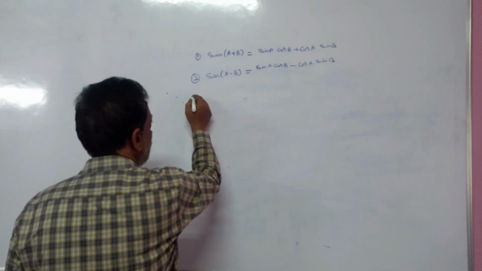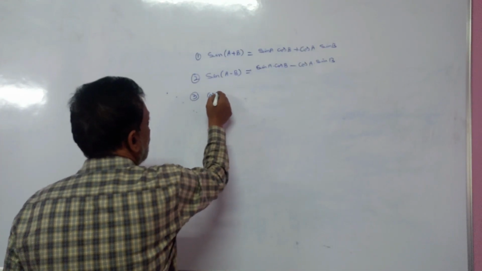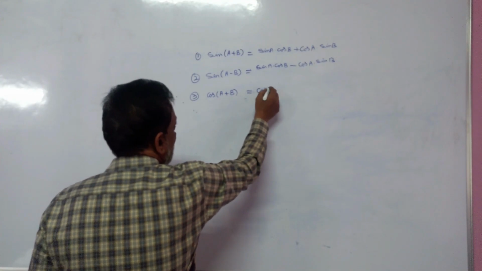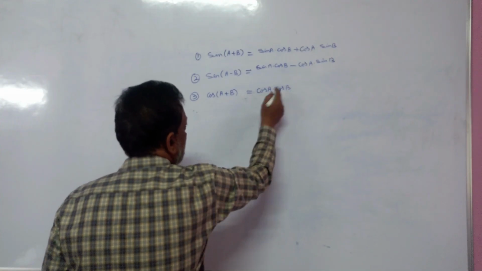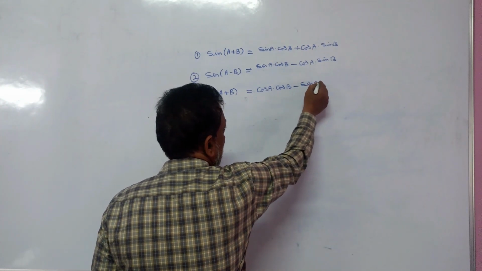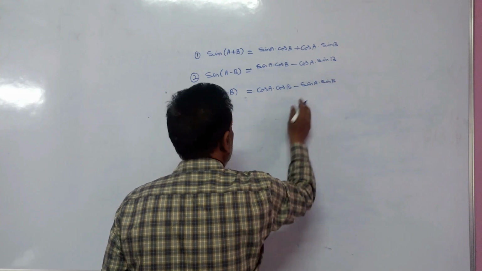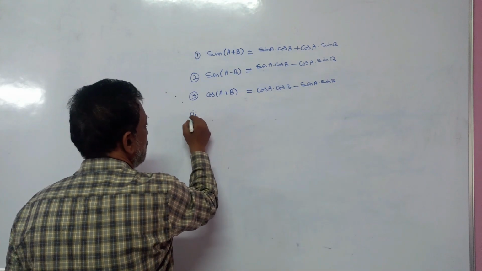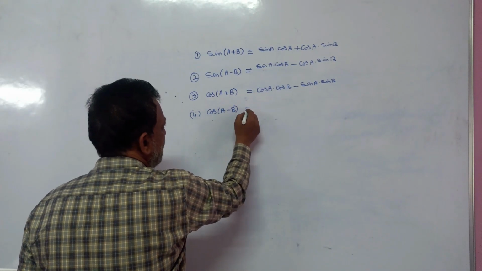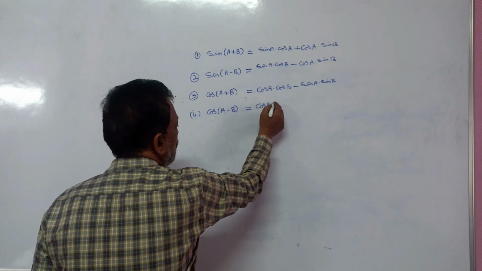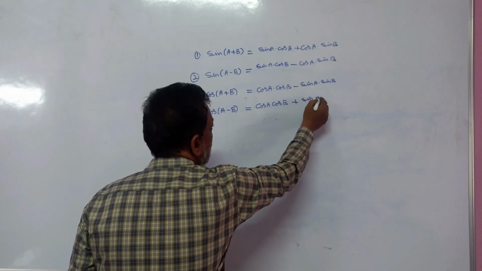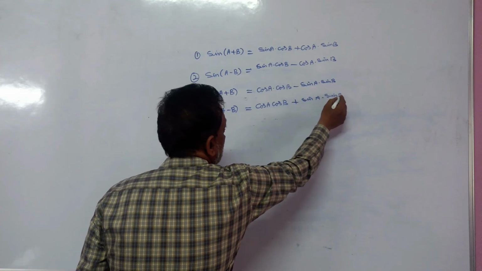Next, cos(A−B) or cos(A+B). So cos A cos B, with the plus you get minus sin A sin B. Cos(A−B) is equal to cos A cos B plus sin A sin B. Well and good.